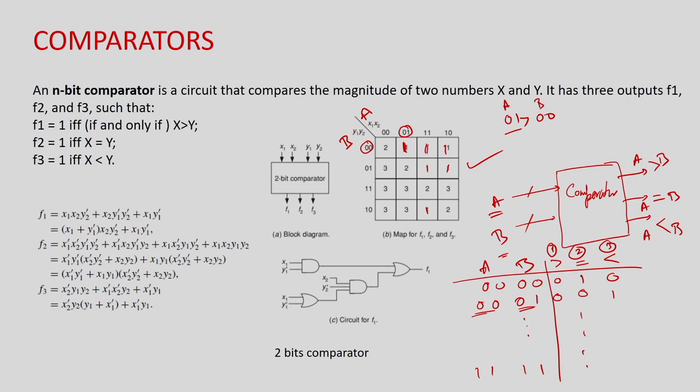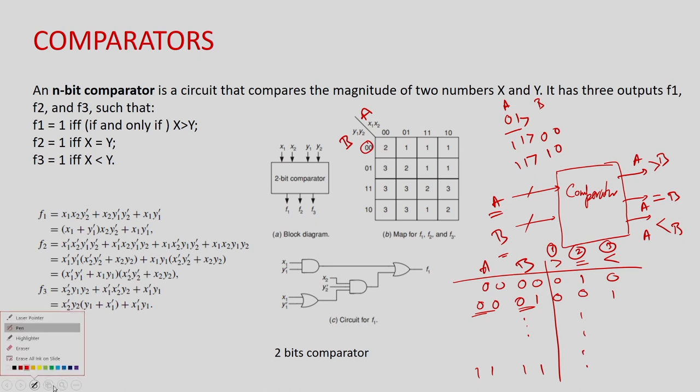Similarly, if you consider this one, here A is 1 1 and B is 0 0, obviously this is greater than. In this location, A is 1 1 and B is 1 0. So this is also greater than. This way, whatever locations have 1 in this table, in this case A is greater than B. The other places where there are 2s and 3s are basically 0 when I'm considering the output greater than.